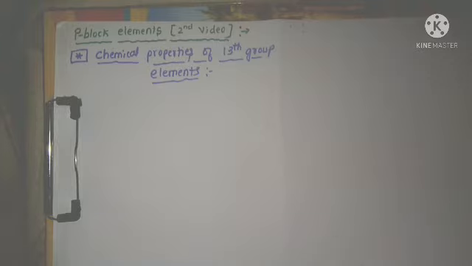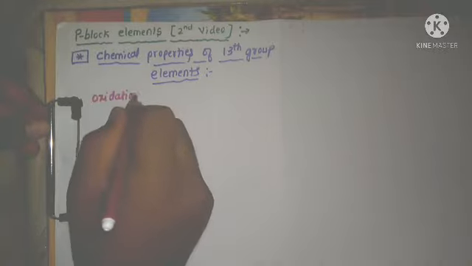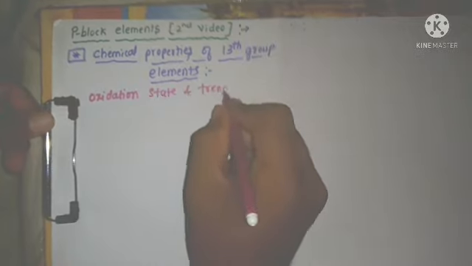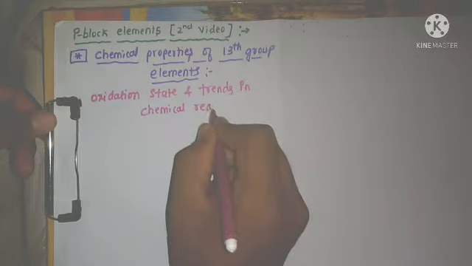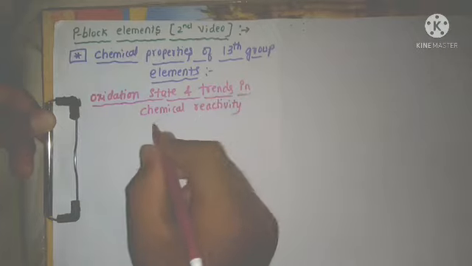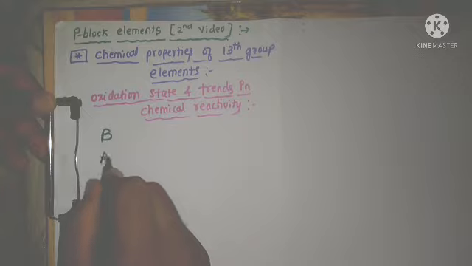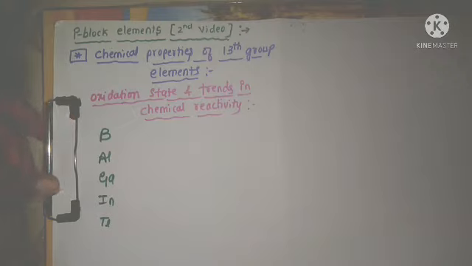Before going to the chemical properties of the 13th group elements, first we will discuss the oxidation state and trends in chemical reactivity. Already we know the elements of the 13th group: boron, aluminium, gallium, indium, and thallium. These are the elements of the 13th group.